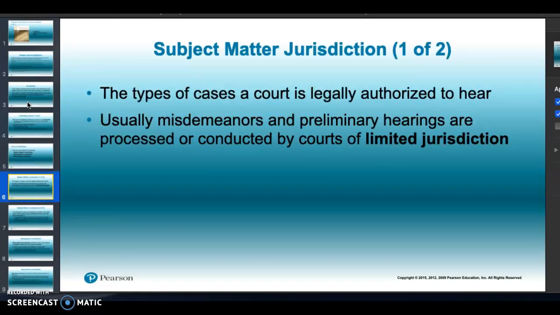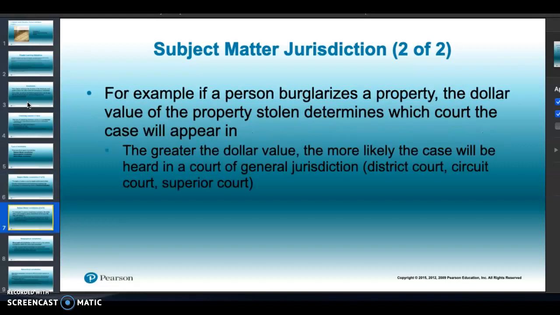Subject matter essentially is the type of cases that courts are legally authorized to hear. So a misdemeanor and a preliminary hearing are processed or conducted by what we call limited jurisdiction courts. A limited jurisdiction court is restricted to handle certain types of cases, such as probate matters or juvenile offenses.